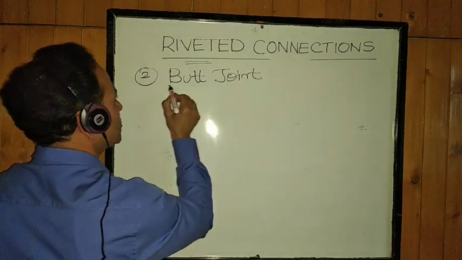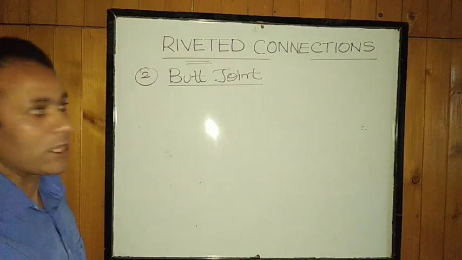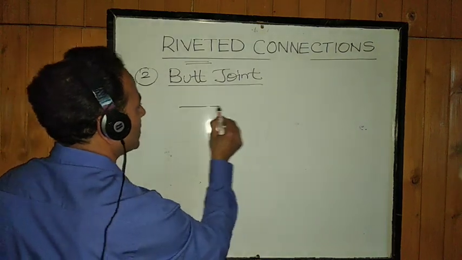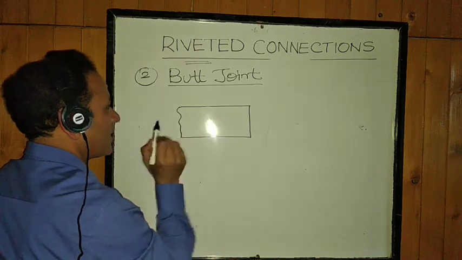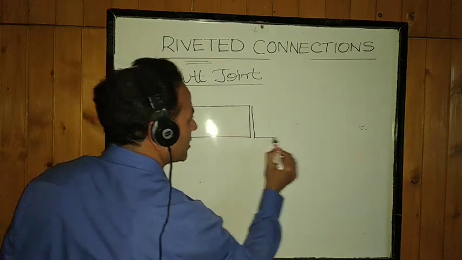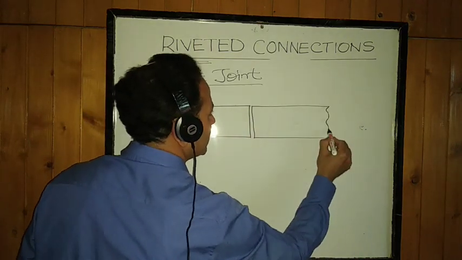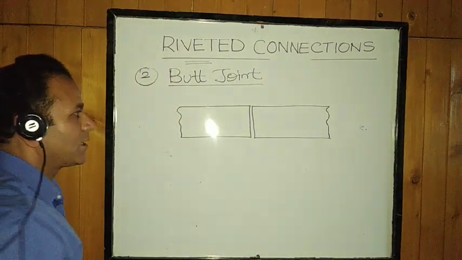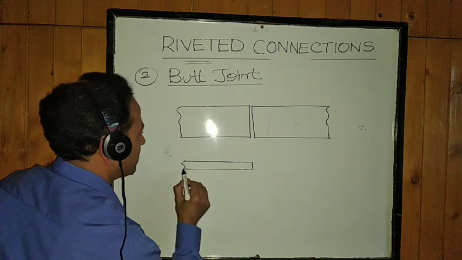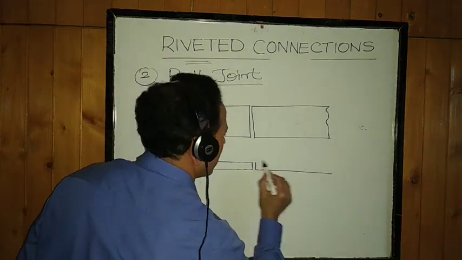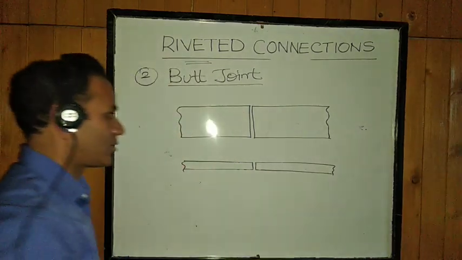Butt joint, in this no lapping takes place. If we have to connect two members together, we bring them face to face. This is one of the plates. Another plate, just leaving some expansion gap in between, we put it like this. If I show the cross section, this is one of the plates, some gap in between, and another plate. These are the two plates.